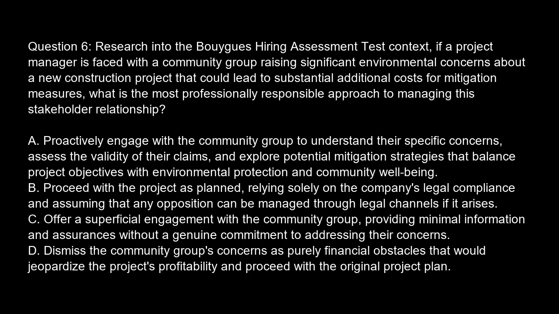Option B. Proceed with the project as planned, relying solely on the company's legal compliance and assuming that any opposition can be managed through legal channels if it arises. Option C. Offer a superficial engagement with the community group, providing minimal information and assurances without a genuine commitment to addressing their concerns. Option D. Dismiss the community group's concerns as purely financial obstacles that would jeopardize the project's profitability and proceed with the original project plan.